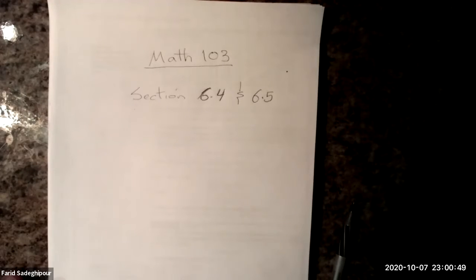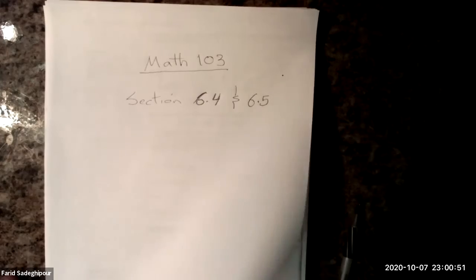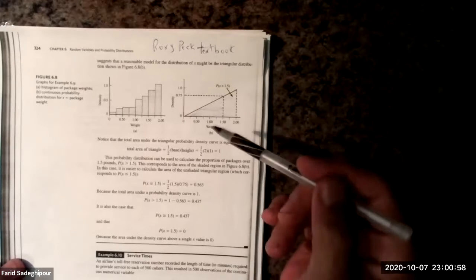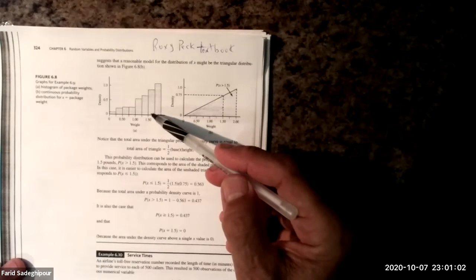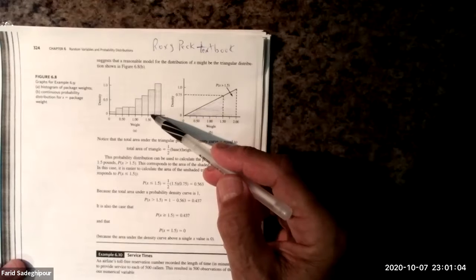Math 103, section 6.4 and 6.5. So I already talked about the density curve and histogram that we are using for discrete variables.